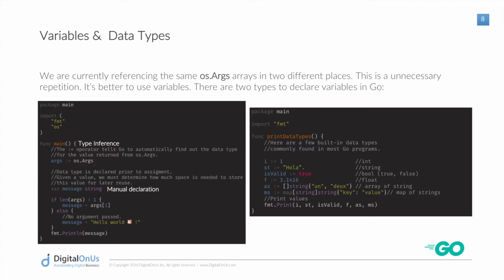Here is a list of some of the built-in types which can be found in most Go programs. Int for integers, used for numbers like 1, string for strings like hola, bool for booleans either true or false, float for numbers with decimals, and the collection type we just saw in this example, a collection of type string represented by the square brackets followed by the string type. Also, we can use a key value data structure with the map keyword.